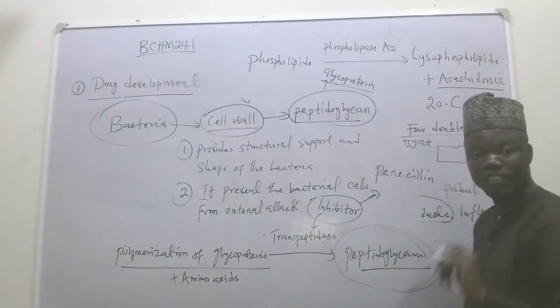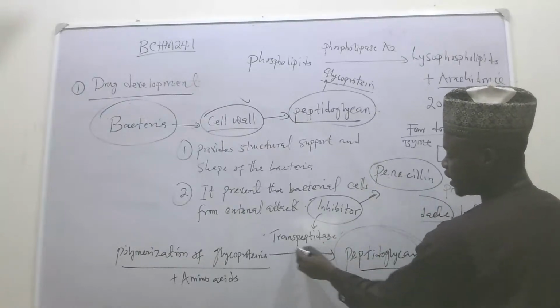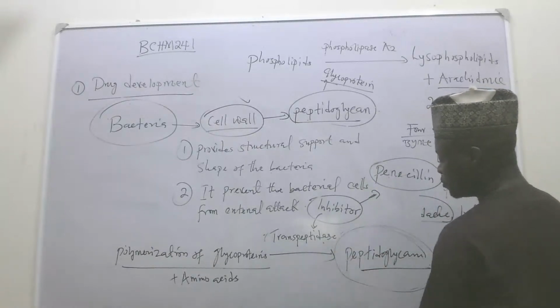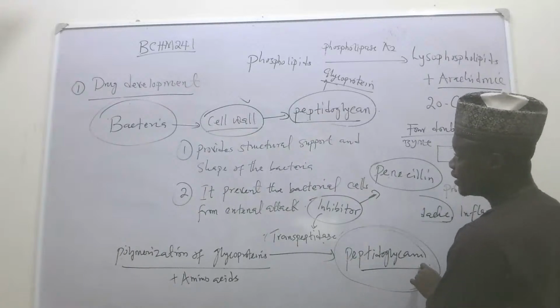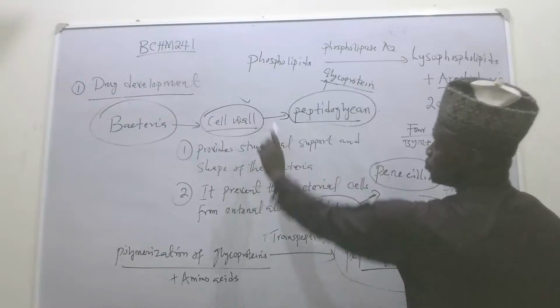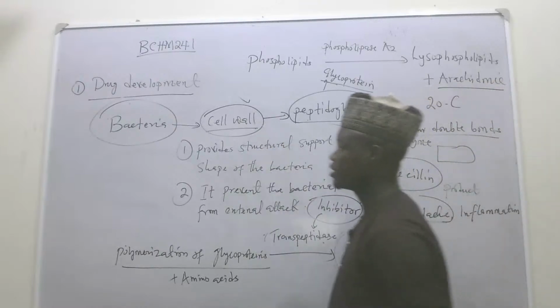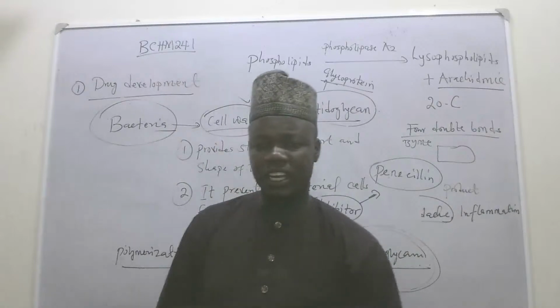So that is how penicillin works. Penicillin works by inhibiting the activity of transpeptidase enzymes, which prevents the formation of peptidoglycan, and as a result, there will be no formation of the cell wall in the bacteria. Therefore, the bacteria will die. Ladies and gentlemen, I hope.